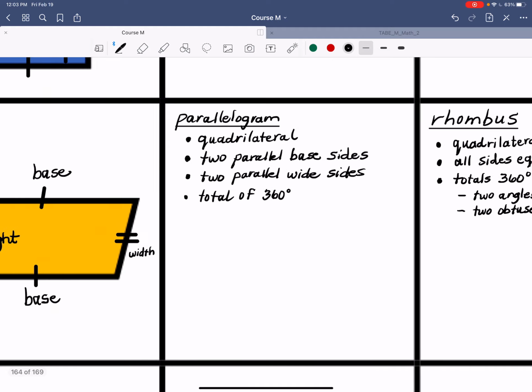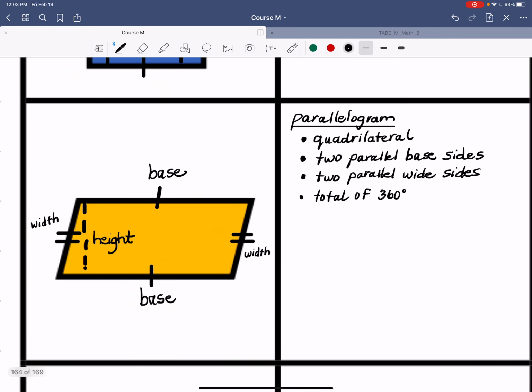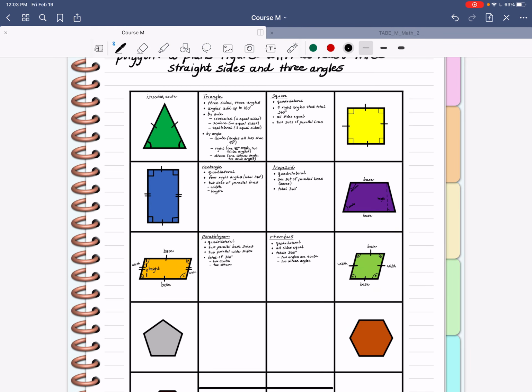Okay, let me go back and label that on the parallelogram as well. I knew there was something I was forgetting. 2 acute and 2 obtuse. You can't have right and be leaning. So here's the acute that matches up with this acute. And here's the obtuse that matches up with this obtuse. Total of 360. That is true for your quadrilaterals. Okay, we are almost there, guys.